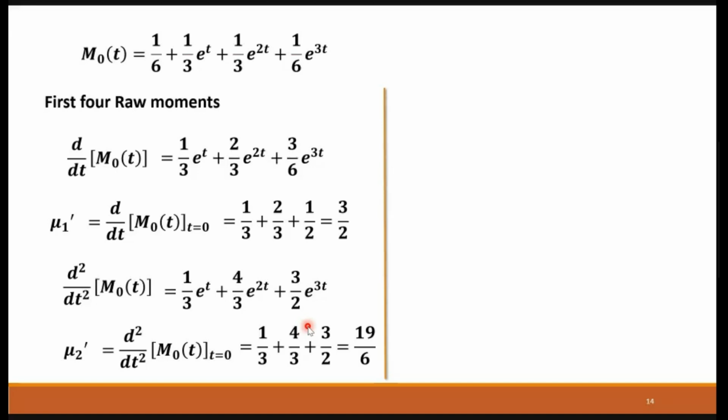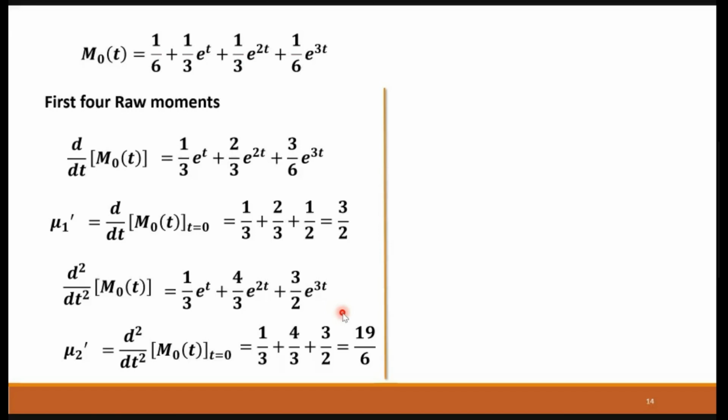थर्ड derivative, हमें 4 raw moments निकालने हैं तो 4 बार differentiate करना है. तो second बार हो गया. Now differentiate it again. d square को और एक बार differentiate करेंगे to get the third derivative. So calculating d cube by dt cube of M0 of t. और एक बार differentiate करो और put t equal to 0.